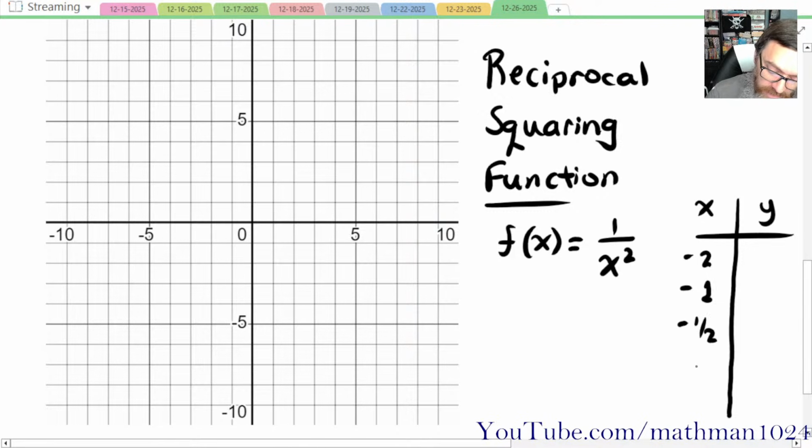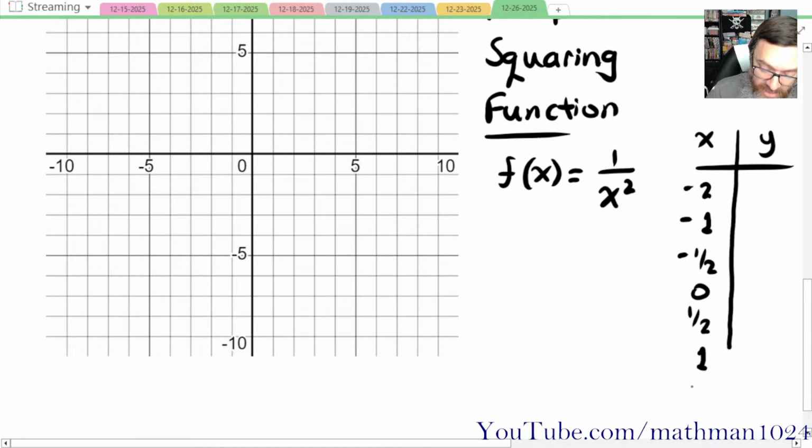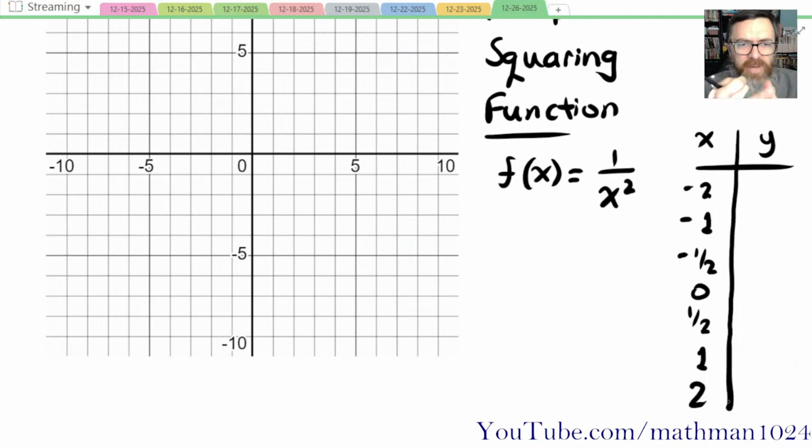So I want to use the same input values that we use for the reciprocal function up above. So we can see how some things are similar, but a lot of things are different. So when it comes to coming up with these key values, you've got two things you've got to do. You have to do the reciprocal, and you've got to square. Now, fortunately for us, the order in which we do these doesn't really matter.